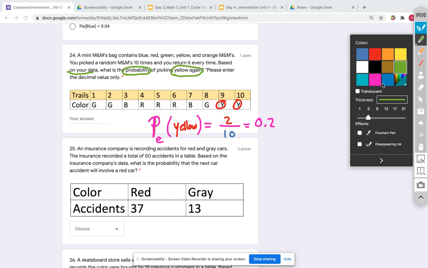Like I always said, if you're very curious to know the percentage, you just move it over twice. If there's nothing there behind, just add a 0. And that is 20%. So your chance of picking a yellow based on the experiment data is 20%. This question says, please enter the decimal value only. So for this one, you would just want to type in 0.2 and click enter.